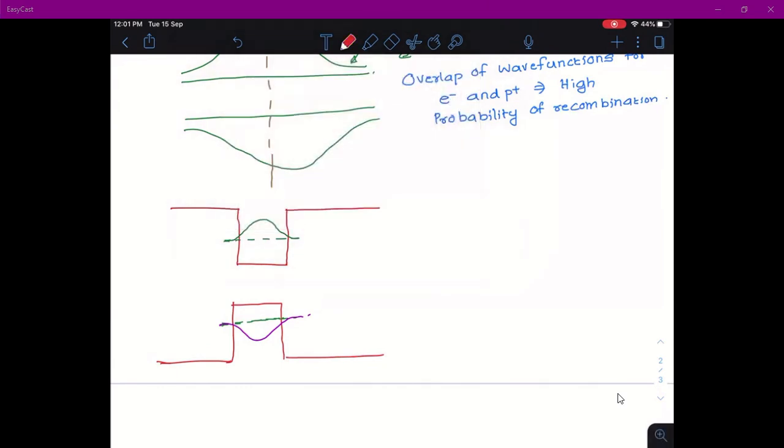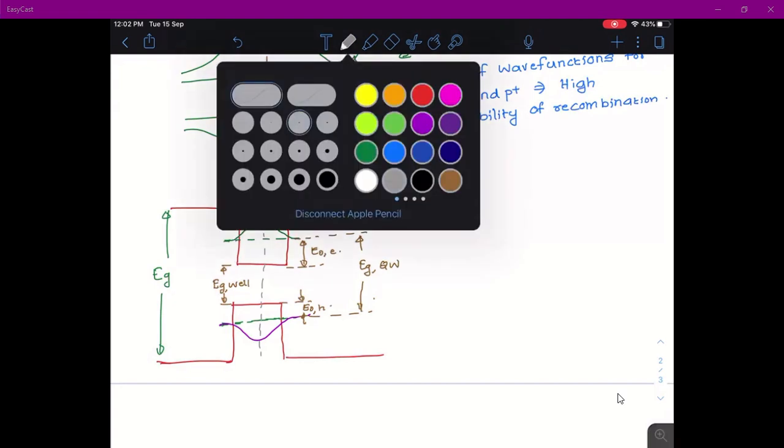Let us assume that the band gap is Eg, and the band gap in the quantum well is Eg well, and let us say the energy of the electron is at E0,E and the energy of the hole is at E0,H, and the difference of this energy is Eg quantum well. Now, if you see the wave functions, you can see both are overlapping, or have a straight line connecting the maximums, which means there is a high probability of recombination.